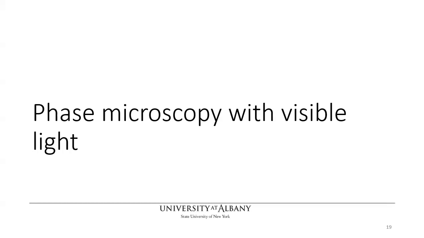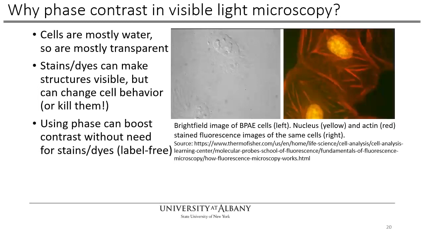All right, so I'll move on to the first of our two applications, which is visible light phase microscopy. So the target here is that cells are mostly water. So they're transparent. If you put them under a bright field microscope and try to image live cells, you see something like this where you don't get a lot of information out.